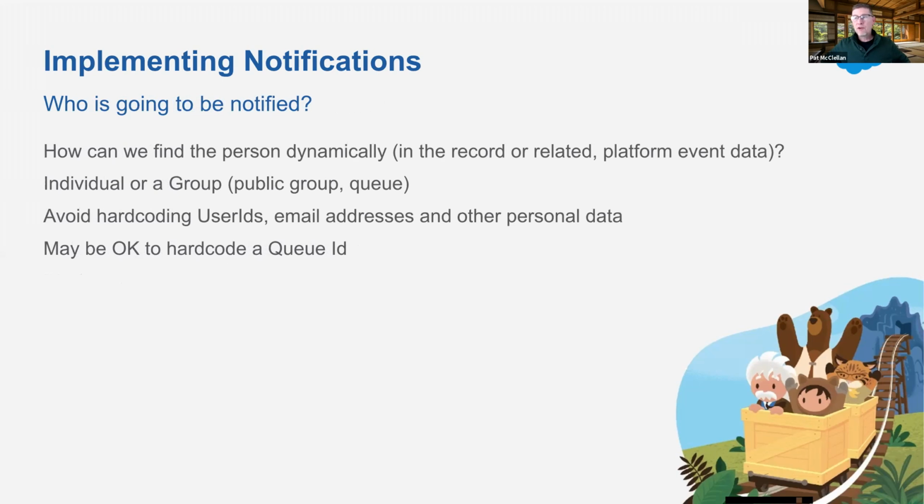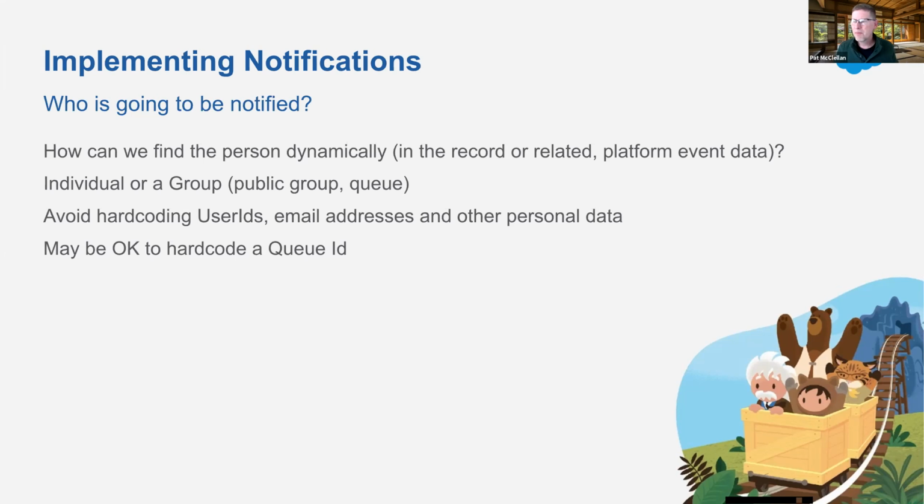So after you figure out what's going to trigger the notification, then you have to think about who's going to be notified. And how can we find that? Well, since we want to automate this, how can we find who that person is dynamically? Is that the owner of the record that changed? Or is that the manager of the owner of the record that changed? Or is that a public group? Or how are we going to decide who is being notified? Could be an individual or a group.